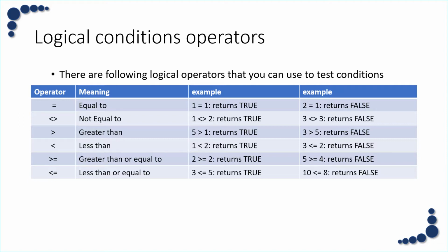The greater than operator returns true if the left side value is greater than the right side value. Then there is the less than operator. It returns true if the left side value is less than the right side value. The greater than or equal to operator is also written with two symbols, because there is no single operator to represent the greater than or equal to condition. It returns true if the left side value is the same as the right or greater than. The less than or equal to operator returns true if the left side value is the same as the right side or less than.